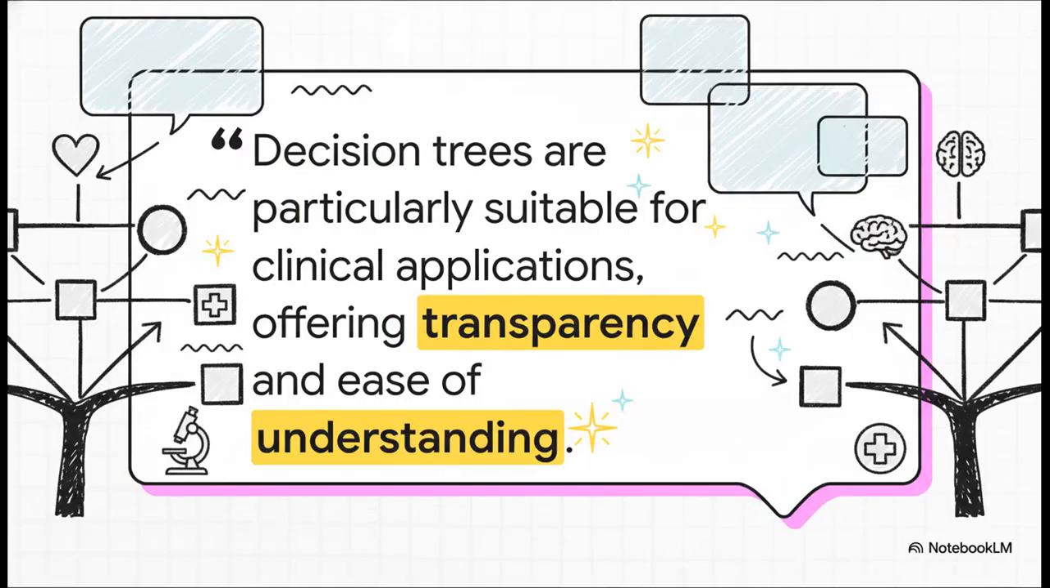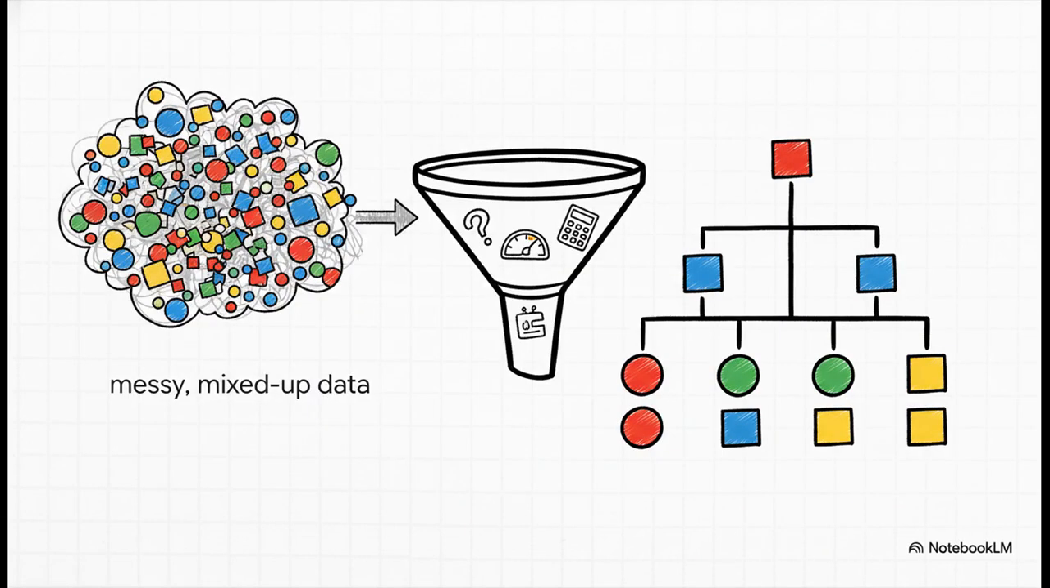And you know, this transparency isn't just a nice-to-have feature. It's absolutely critical in high-stakes fields like medicine. When a model tells a doctor a diagnosis, that doctor needs to know why. A decision tree can show its work, laying out the exact chain of logic it followed. It's not just a black box prediction. It's a reasoned argument.